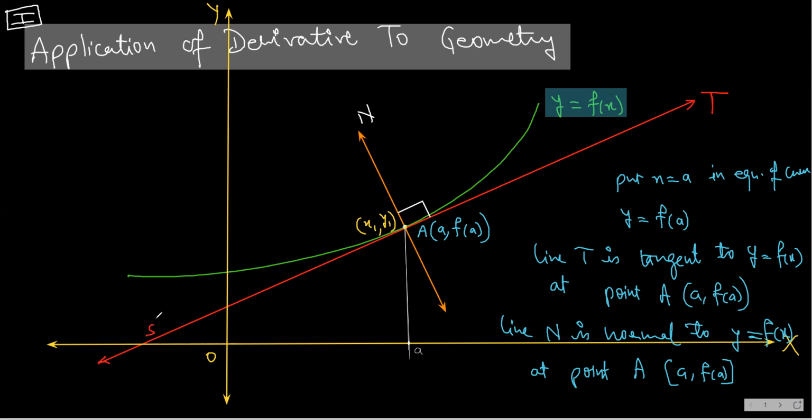What is the slope of this tangent? The slope we found equals m. So can I get the equation of this tangent? Yes. We will get the equation of the tangent in slope point form. What is it? y minus y1 equals m into x minus x1.